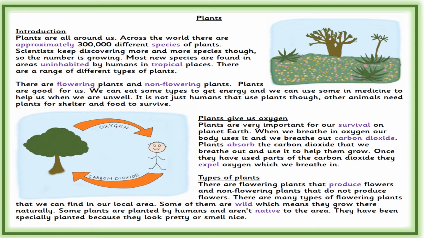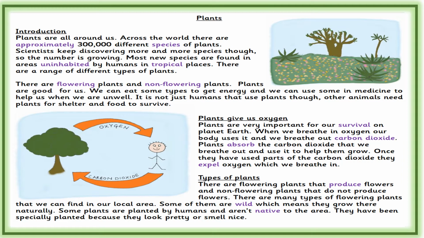There are a range of different types of plants. There are flowering plants and non-flowering plants. Plants are good for us. We can eat some types to get energy, and we can use some in medicine to help us when we are unwell. It is not just humans that use plants though. Other animals need plants for shelter and food to survive.